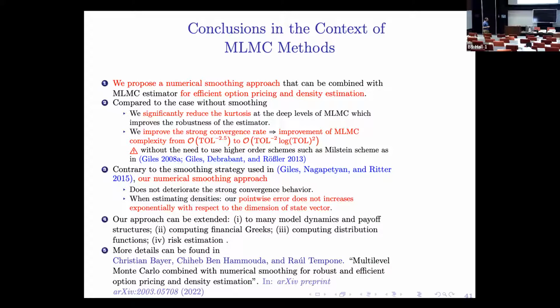Again, there was a work that used this to estimate density, but what one expects is that the strong convergence behavior can deteriorate for the limiting case, and also you have a bias that can scale exponentially with respect to the dimension, something that we don't have.